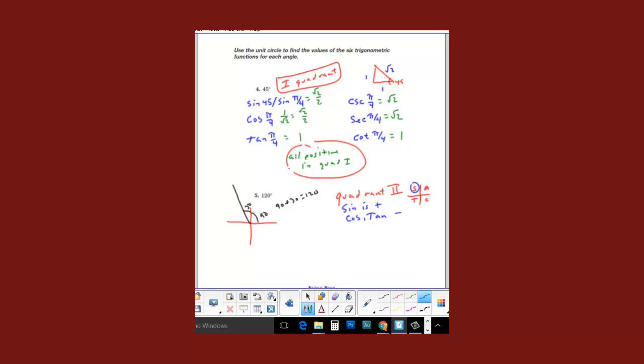We sketch a 30-60-90 triangle, and we're going to basically use the 60 degree ratios for this one as a reference angle.